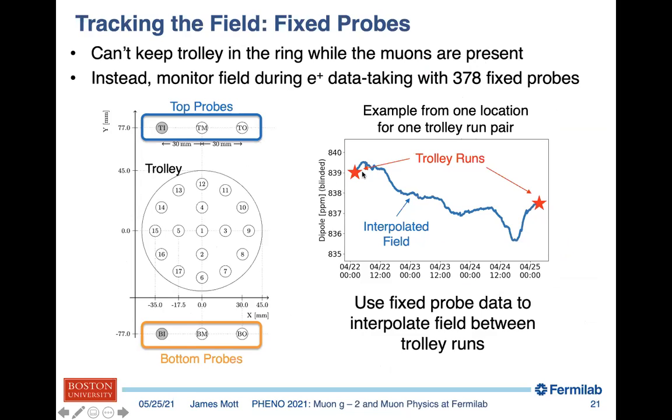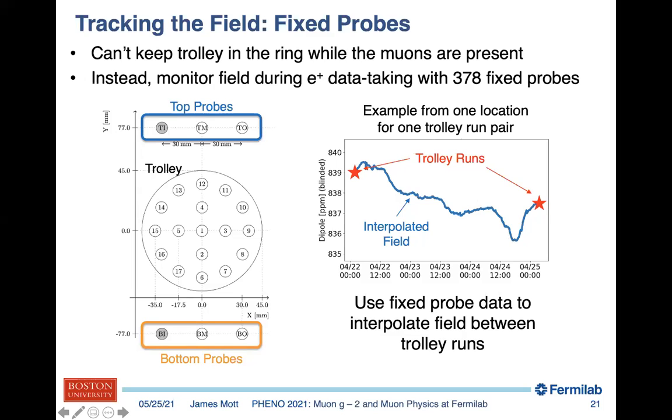And the idea here is you take a trolley run and measure the field, and then you remove the trolley and you track with these probes what the field's actually doing. And then at the end, you take another trolley run and you use that to anchor the interpolation. And you can see if you just drew a straight line here, you'd obviously miss these excursions. There's some day-night oscillation from temperature here as well. So we track all this and use that to get the right weighting for the magnetic field.